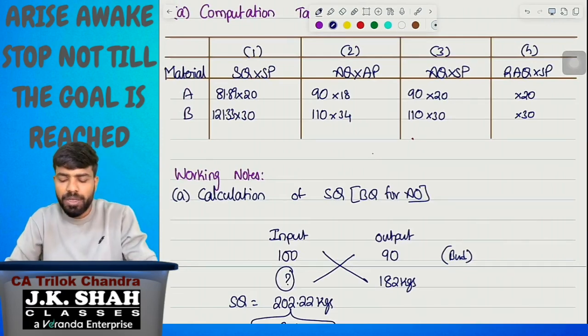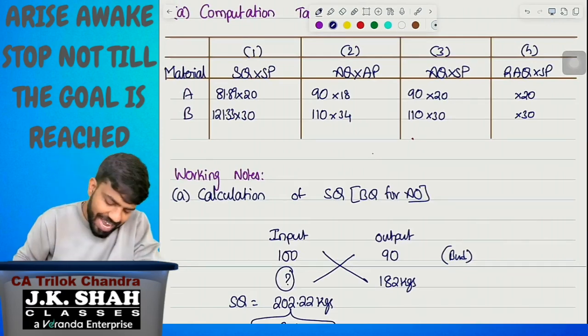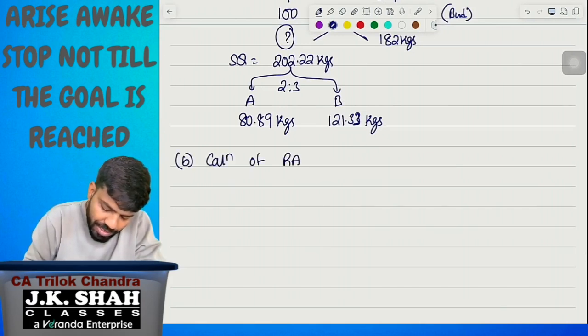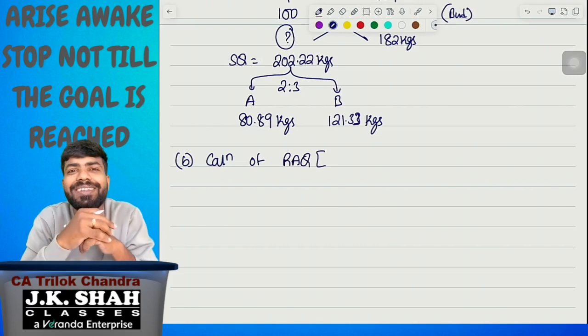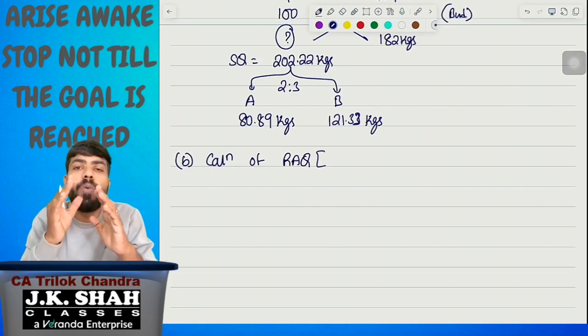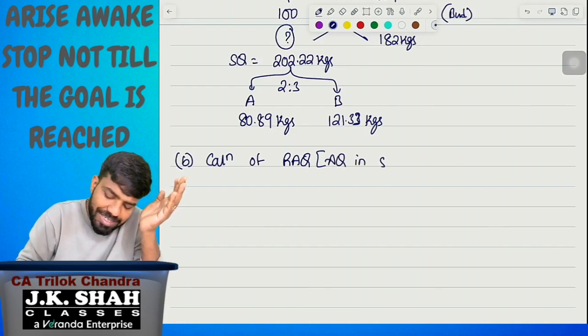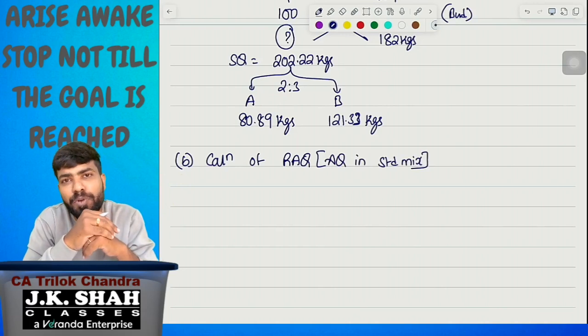Understood? Now it is time to calculate the revised actual quantity. Calculation of RAQ. What is RAQ? Revised actual quantity, which is also called revised standard quantity. What does it mean? Simple: actual quantity in standard mix proportion.